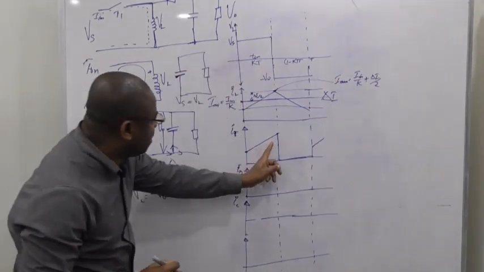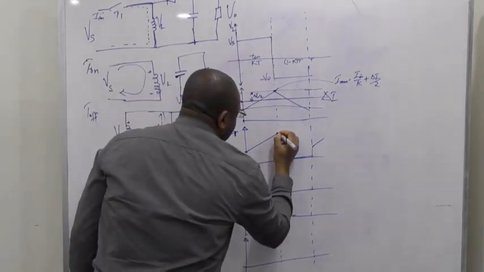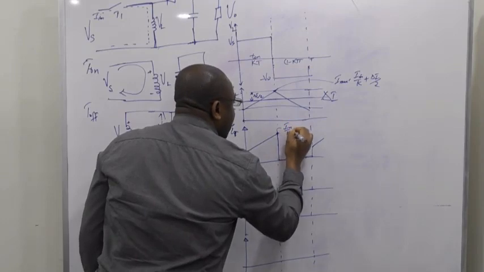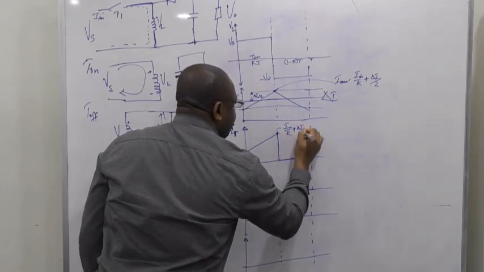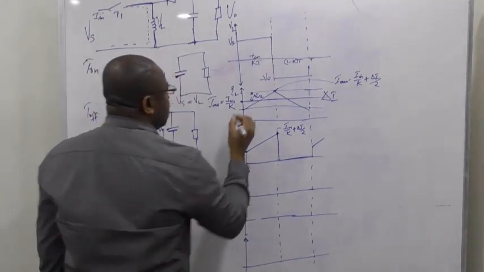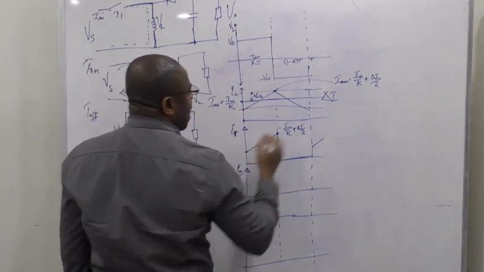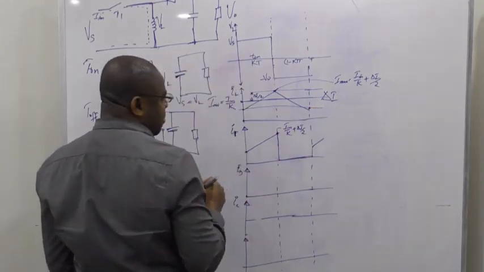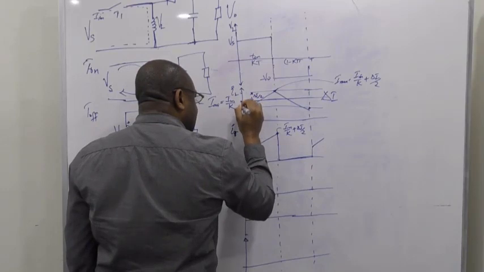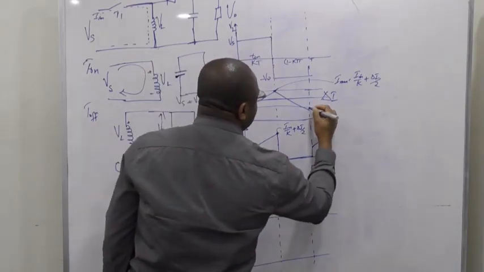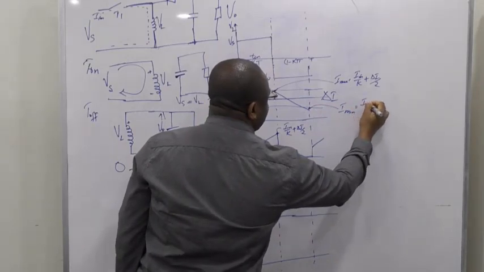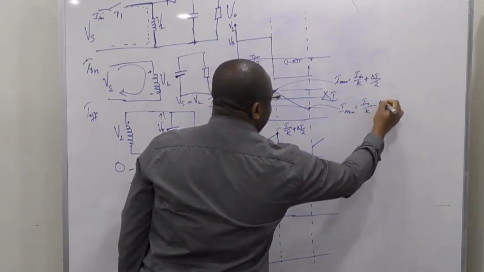The same thing with this transistor. The maximum value here of the transistor is the same thing as I in over K plus delta I over 2. If you want to get the minimum value here, which is this point, to get that minimum value, you just say from here to here minus this delta I over 2. So this minimum value will be I in over K minus delta I over 2.